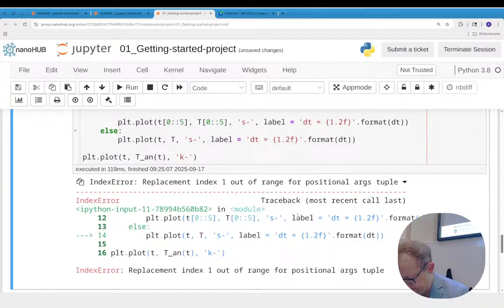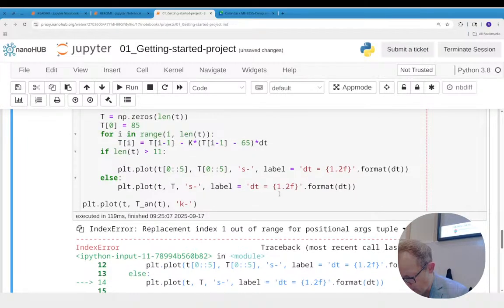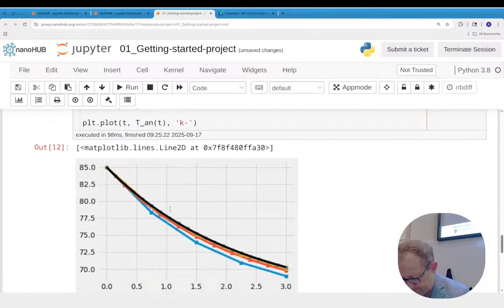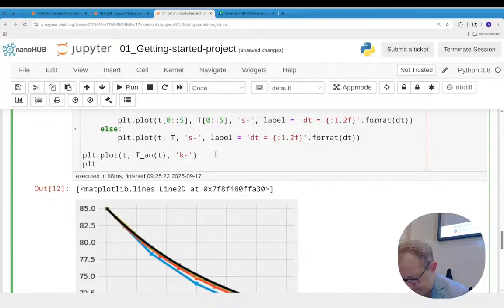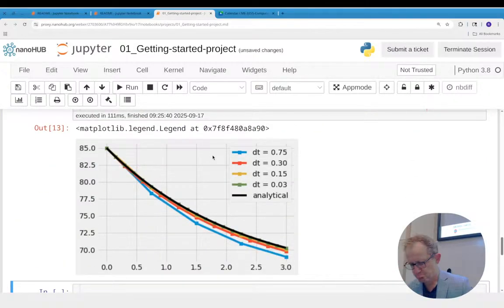What was wrong there? Oh, I need a colon. So now I can see blue, big time step, green, small time step, green and black, no real difference, at least not that I can see.